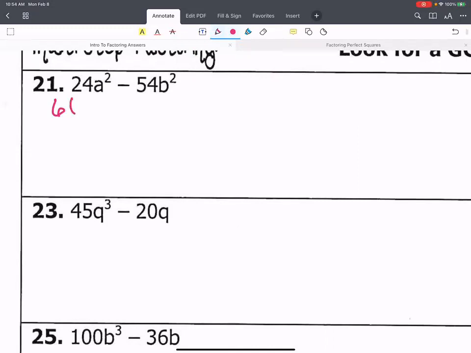So here we go. If I factor out a 6, what is my first term? 24 divided by 6 is 4a squared. And what 54 divided by 6? 9b squared. That's what you have at this point, right? Okay. Now, inside the parentheses, do we have difference of squares? 4 and a squared are both perfect squares. 9 and b squared are both perfect squares. They're being subtracted.